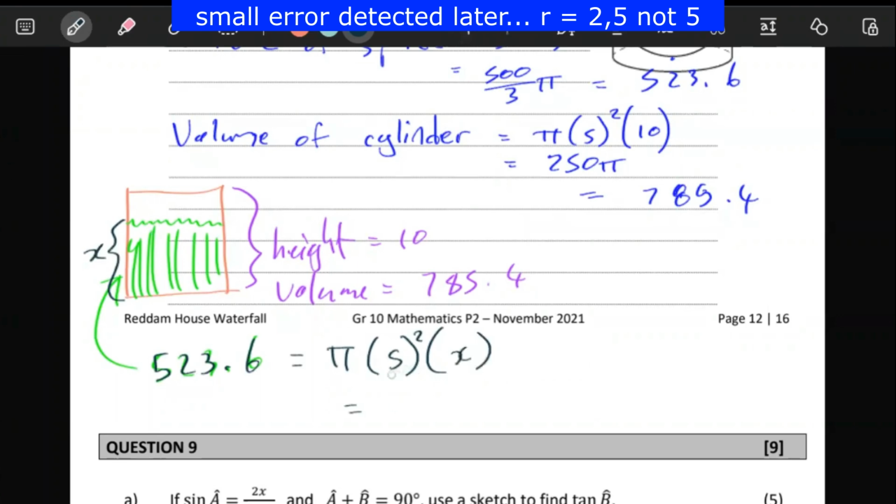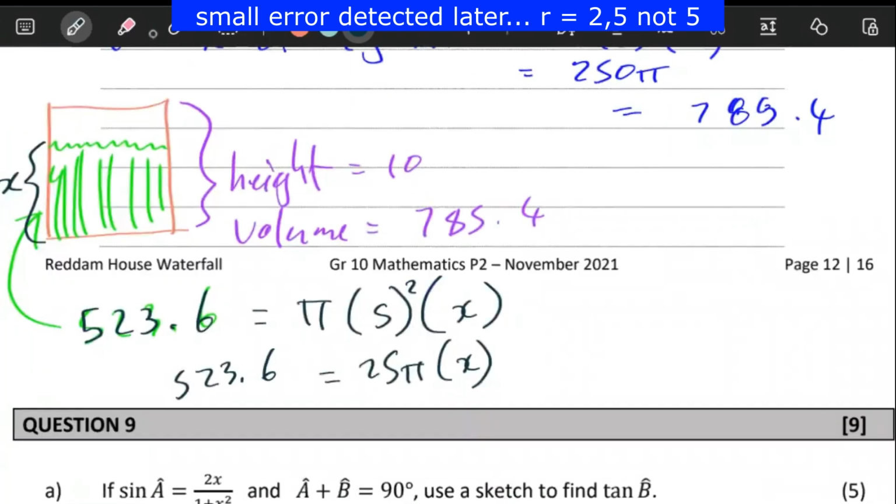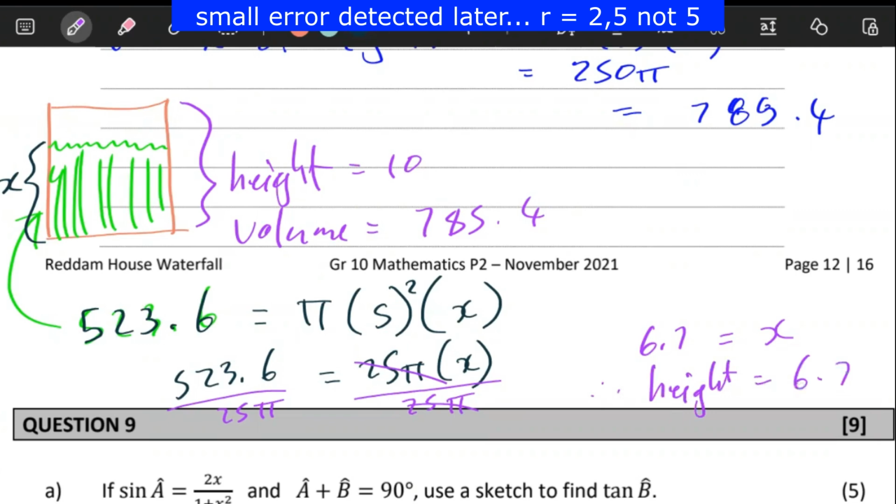And then here you just have to solve for x. This is going to be 25 pi x. So here we can just divide by 25 pi on both sides, right? So divide this by 25 pi. Divide that by 25 pi also. So your x value is going to be equal to 523.6 divided by 25 pi. That's going to give us 6.7. There we go. Therefore, height is equal to 6.7.